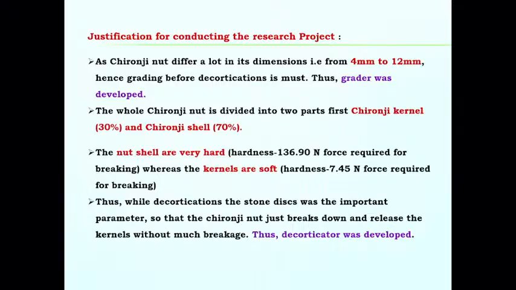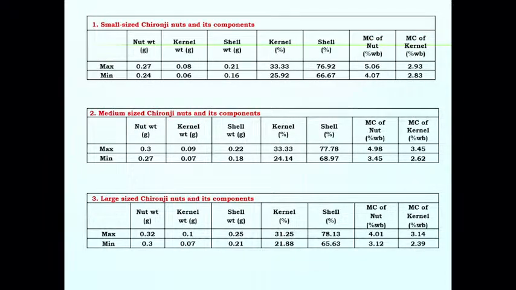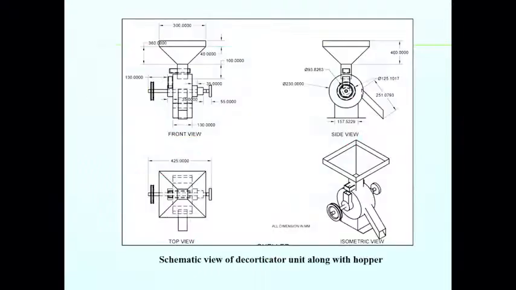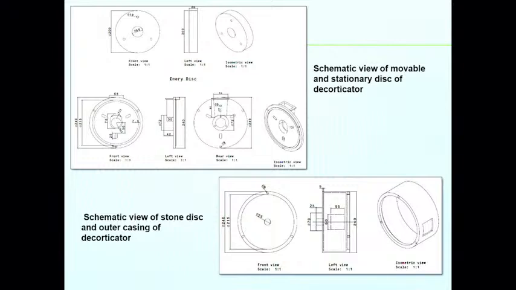Now, these are a few of the properties which we use for designing the decorticator. The unit consists of the grading unit, decortication unit, and the sleeve assemblies with a number of sleeves which can be used for the grading unit as well as the decortication unit. Now, these are a few of the diagrammatic things.